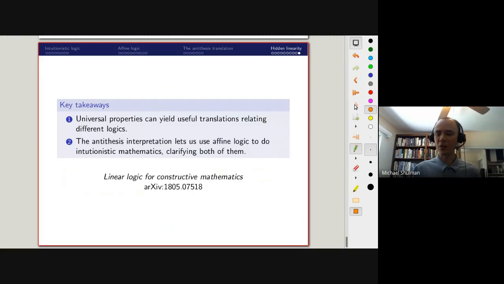So that's one of the takeaways, that this antithesis interpretation is neat. And the other one that I wanted to emphasize is that these universal properties of a translation can be useful for figuring out how to relate different logics to each other. And that's all I had to say.